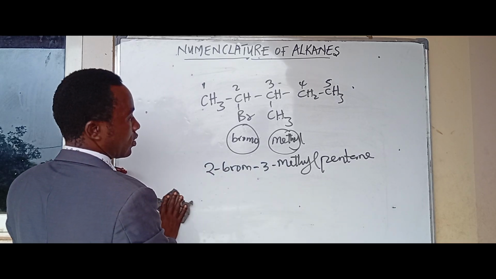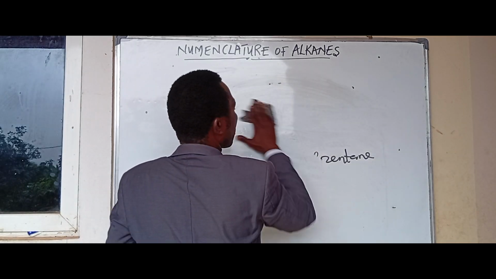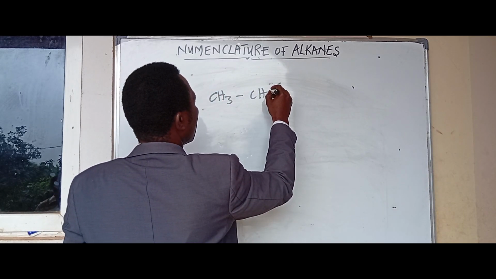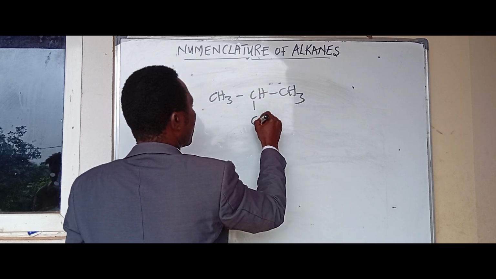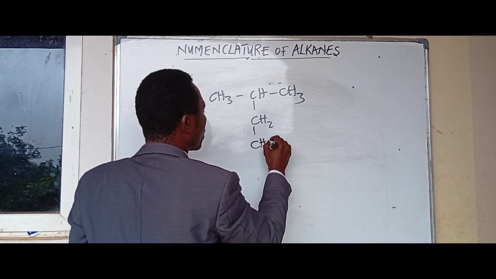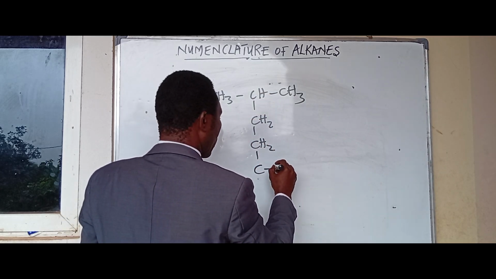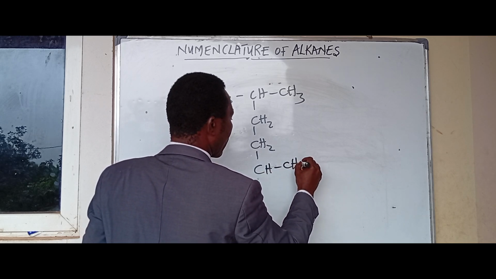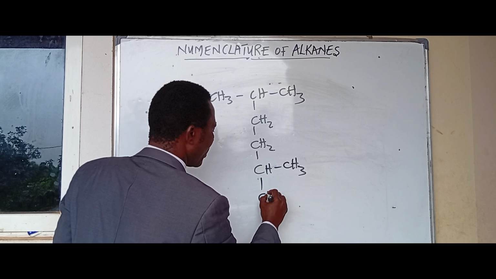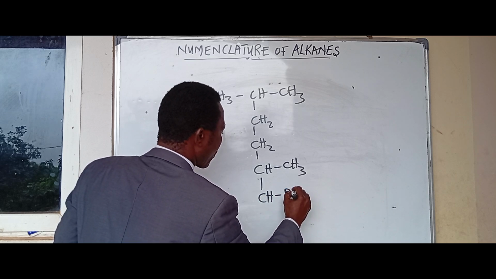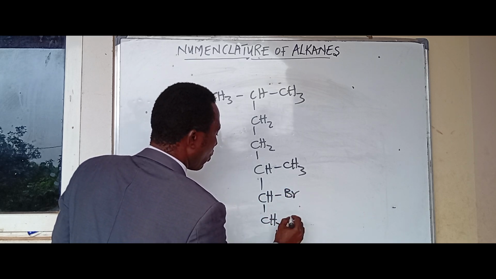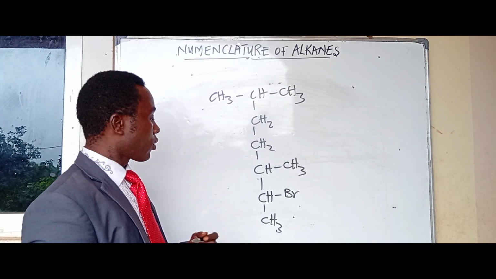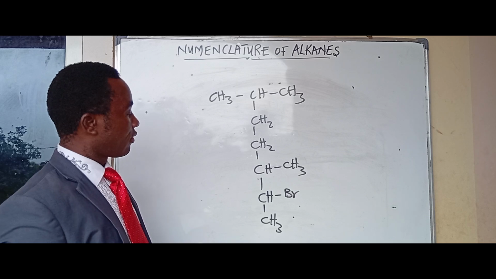Now, assuming we have another example, let's say we have CH3, then we have CH2, then we have C, CH3, then we have CHBr, then we have CH3. What will be the name of the compound? I hope you can see down here. So what will be the name of the compound?